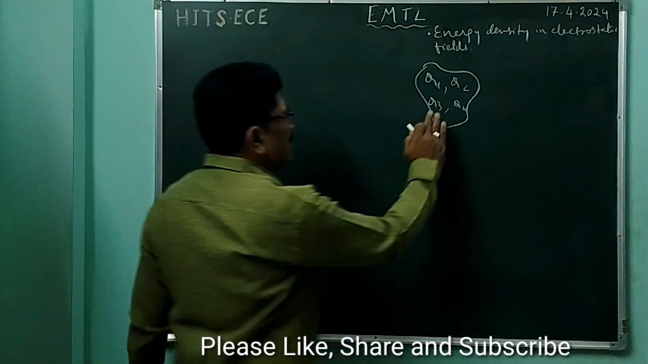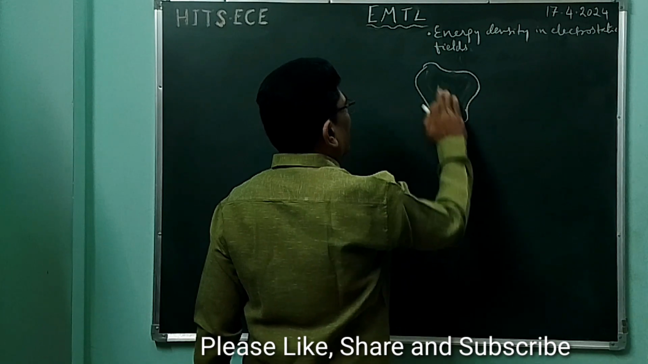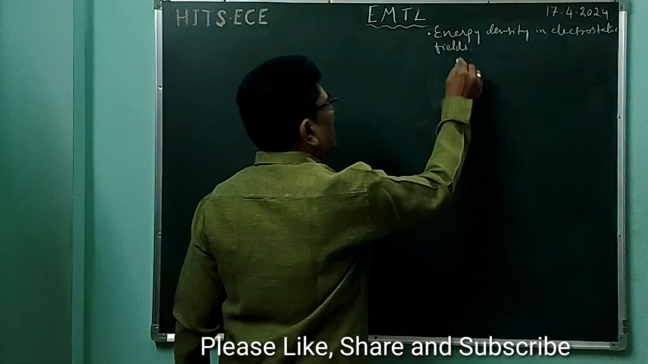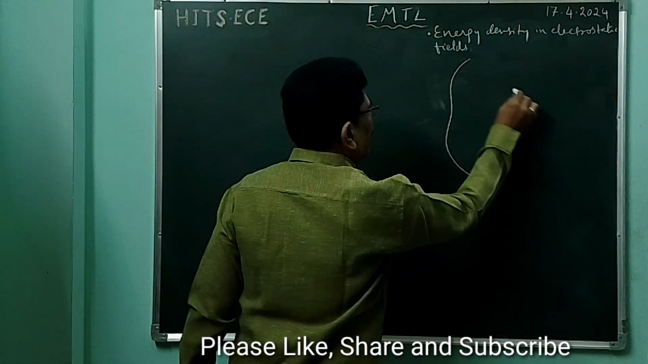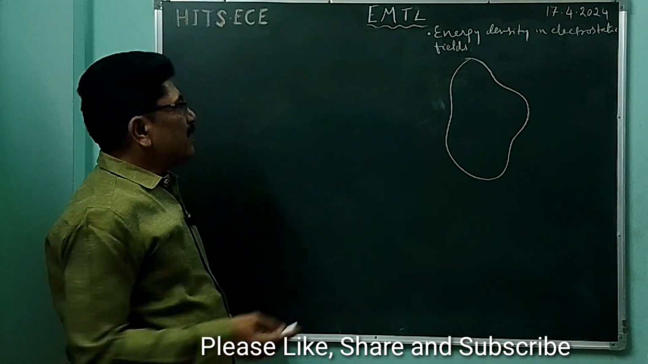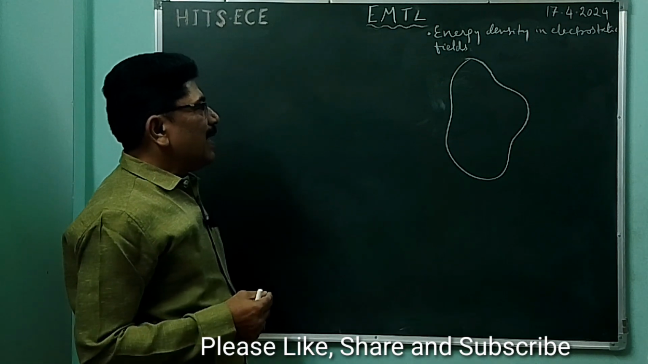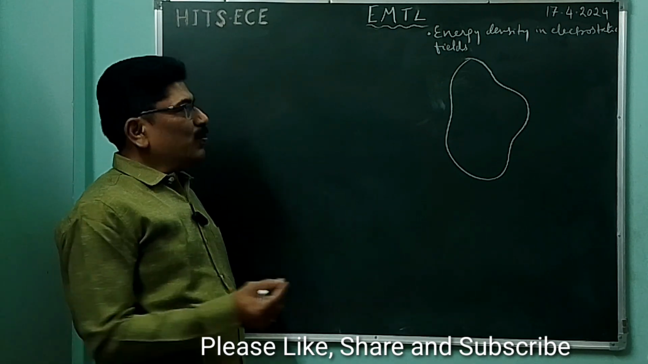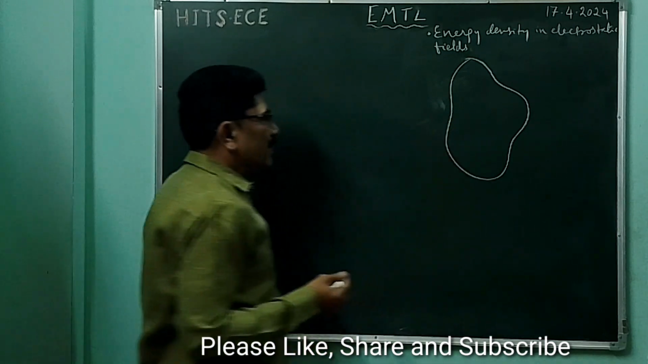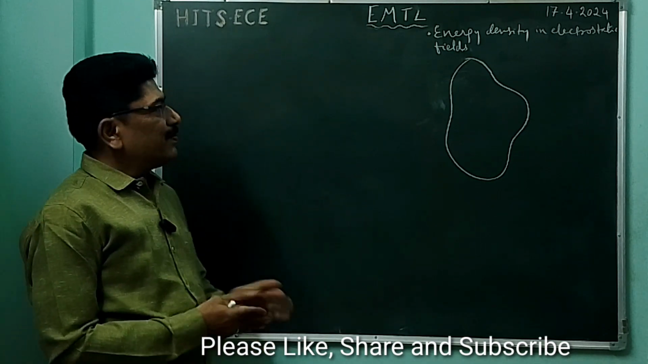Let us consider three charges Q1, Q2 and Q3, and let us try to assemble them in the empty space. Let this be empty space, where no charge is available. Now let us move them one by one and find out the work done in moving these three charges to this empty space. That work done will be equal to the energy stored in the assembly of charges.